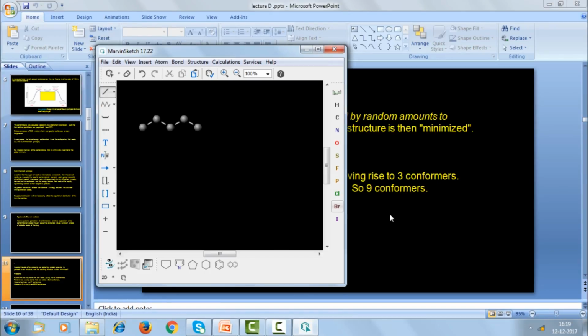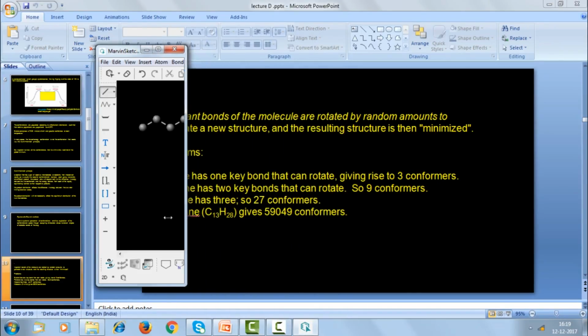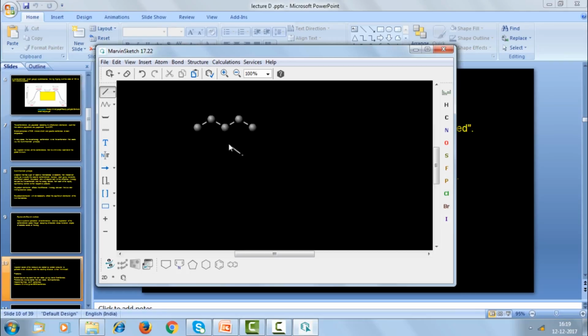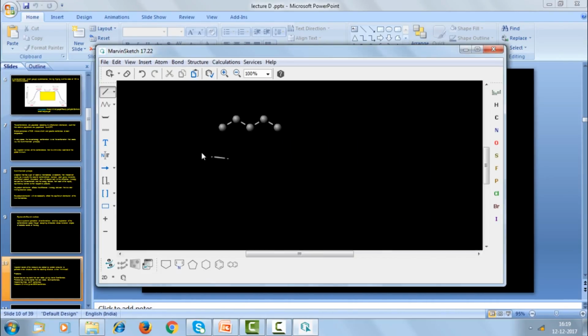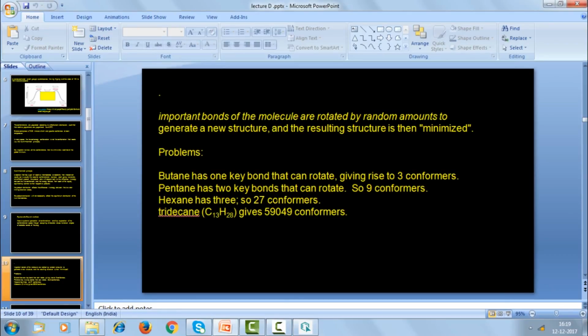So pentane, how many key bonds has it? Pentane has 2 key bonds. So, this bond and this bond, pentane has 2 key bonds, whereas if you look at butane it has only 1 key bond. Butane, for example, has only this 1 key bond which can rotate. Pentane has this bond and this bond, 2 key bonds which can rotate. So, in the case of pentane you can have 9 conformations.